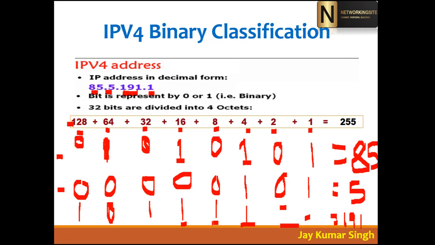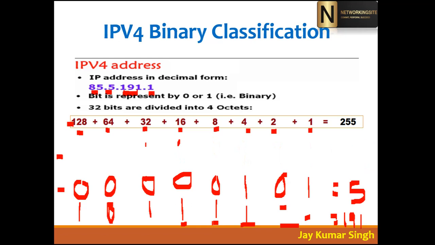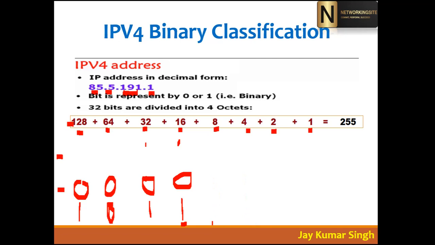So let me remove that one to get the answer back here. Whenever you want to calculate decimal to binary, this chart is very much important. This 128, 64, 32, 16, 8, 4, 2, 1 chart. And you know how to get this chart with the help of the calculation which we have already done at the beginning of the IP address class.